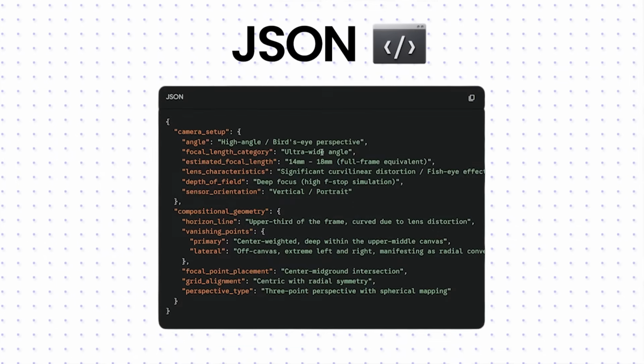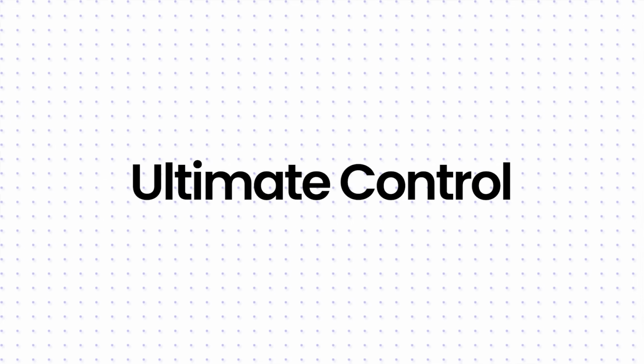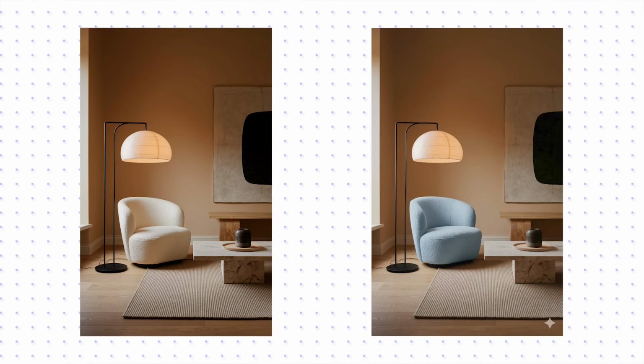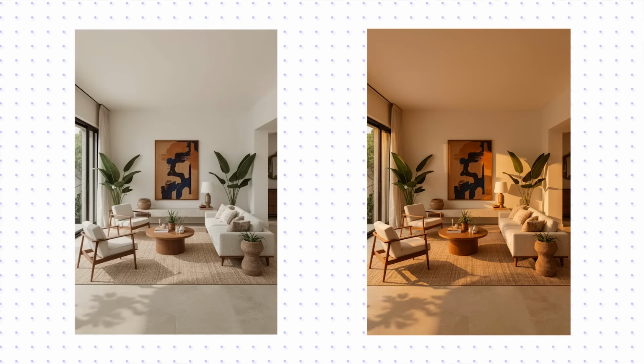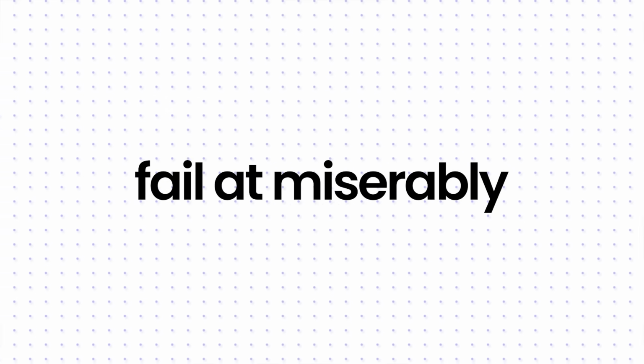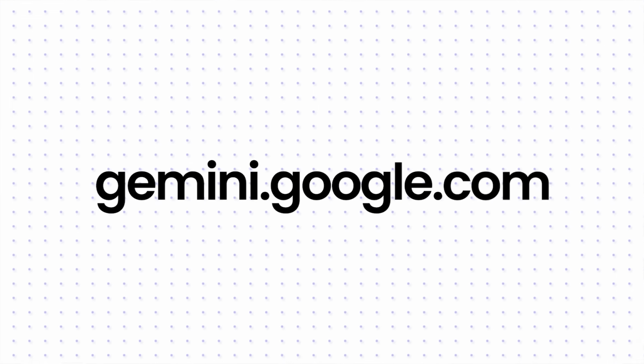How to use the JSON code format in the Gemini app to get ultimate control over your image editing with the Nano Banana 2 model. We'll start with simple color changes and work our way up to extremely complex perspective and object swaps. Make sure you stick around until the end, because the last use case is something most AI models fail at miserably. We are starting in the Gemini app at gemini.google.com.